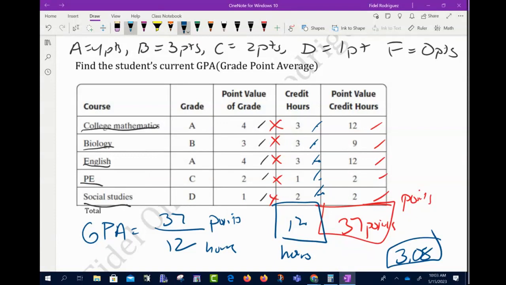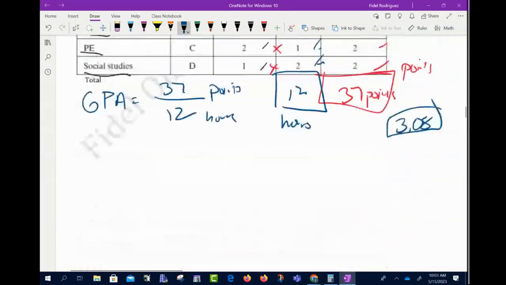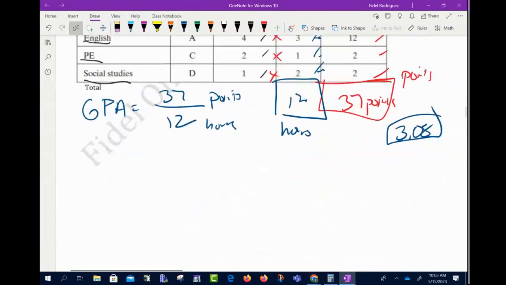Now, what I like about this particular problem is that it's visual, right? We can see how they did everything, right? But guys, if they don't give you those things, remember A's are 4, B's are 3, and so on and so forth, okay?